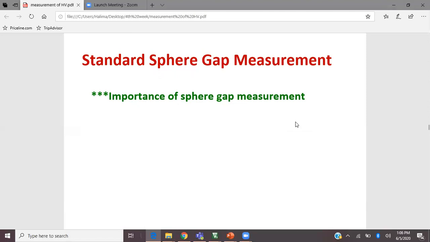It can be DC, it can be AC, and it can be impulse voltage. As we can measure three types of high voltage here, that's why the sphere gap method is very important, and it is also used in small industries for the measurement of high voltage. It is used for checking the voltmeters and other voltage measuring devices which are used in high voltage testing circuits. And there are two types of sphere gap arrangement.